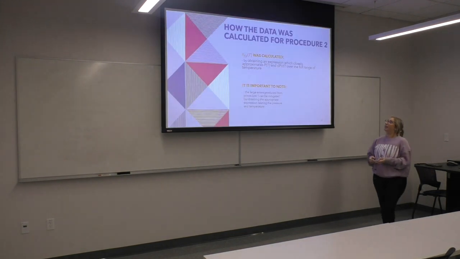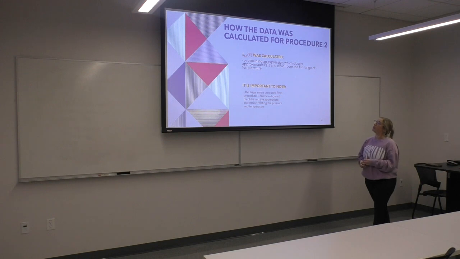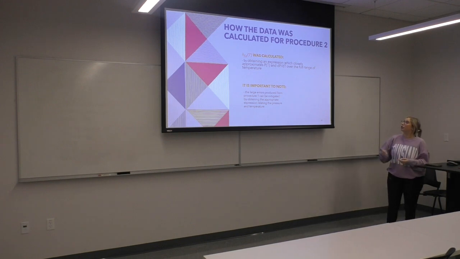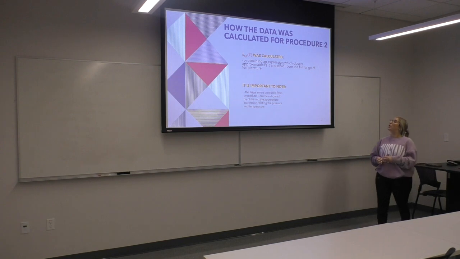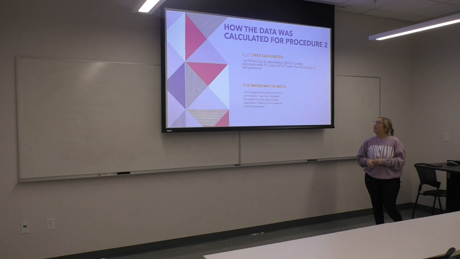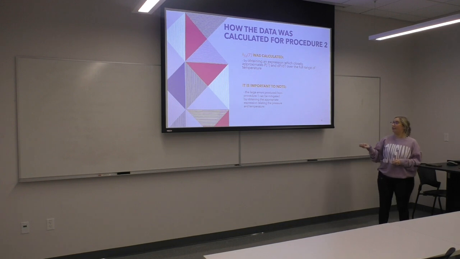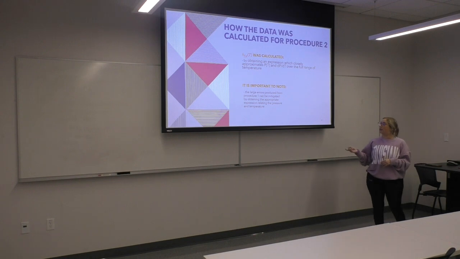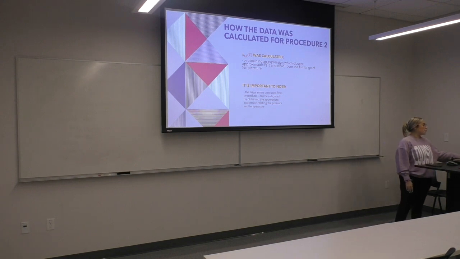And here's how the data was calculated for procedure 2. The h_fg was calculated by obtaining an expression which closely approximates the P of T and the dP of T over the full range of temperature. And here it is important to note that the large errors produced from procedure 1 are mitigated by obtaining the appropriate expression relating the pressure and temperature.